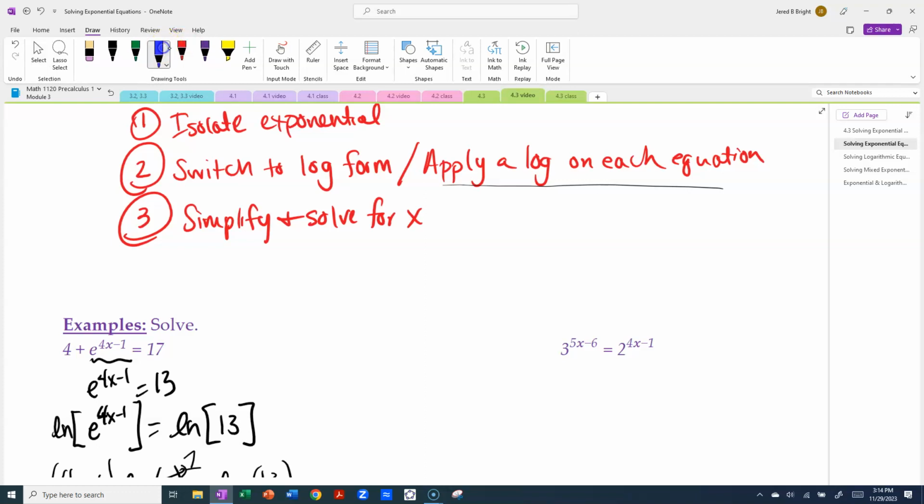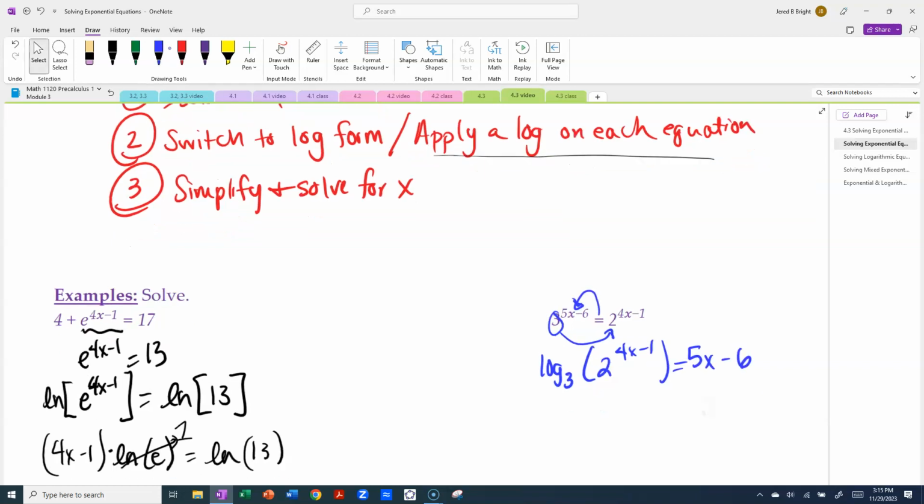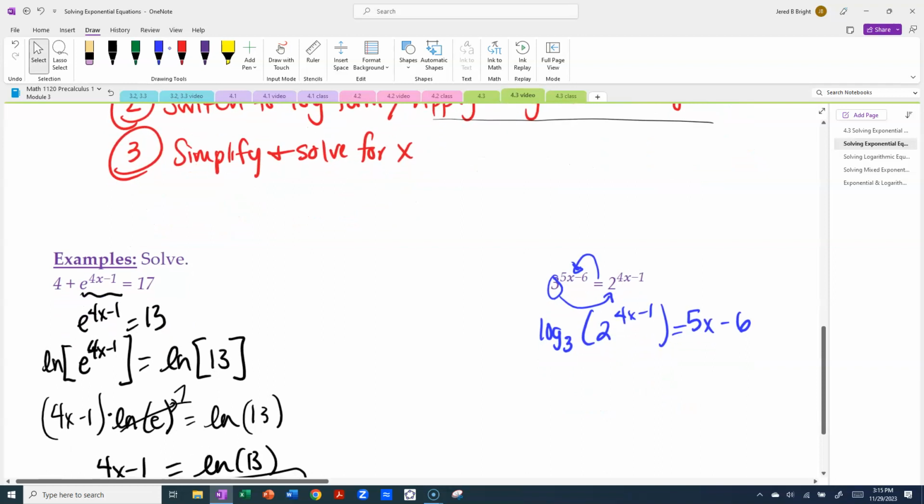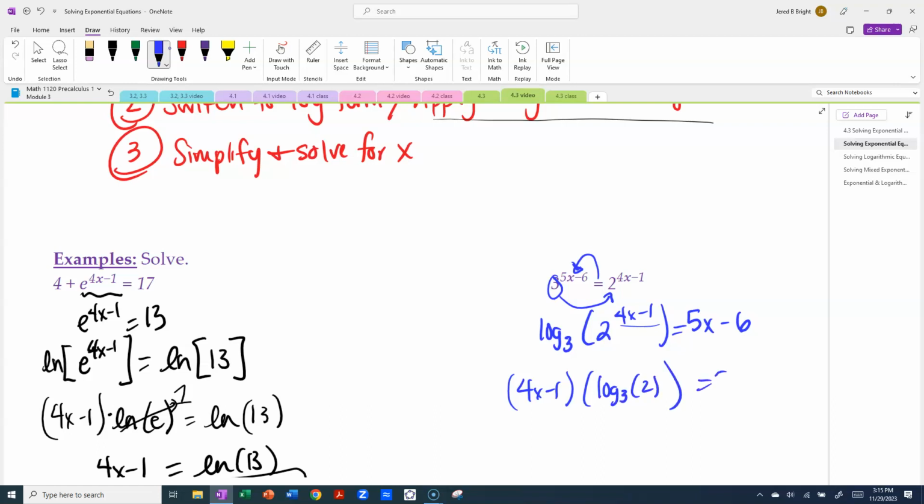Which one is the base of our logarithm? The answer is it's up to you. I'm just going to do this one. So I'd have log base 3 of the other side, 2 to the power of 4x minus 1, is equal to the exponent, so 5x minus 6. And then, oh okay, I have to simplify the left-hand side, right? So use properties to bring that down in front. So 4x minus 1, that quantity times log base 3 of 2, is equal to 5x minus 6.